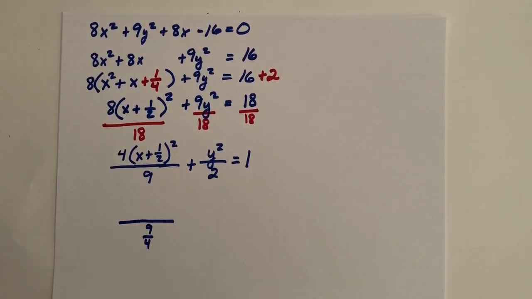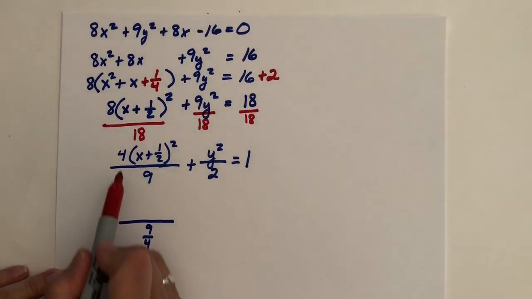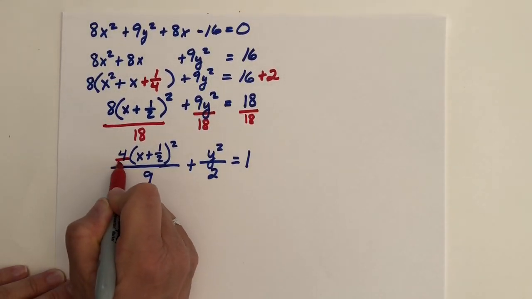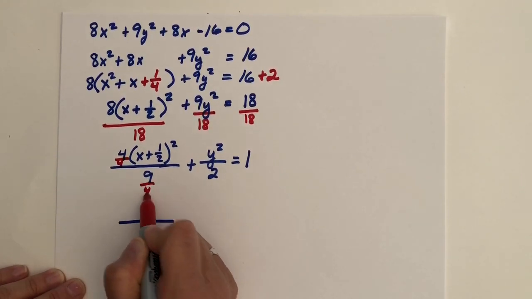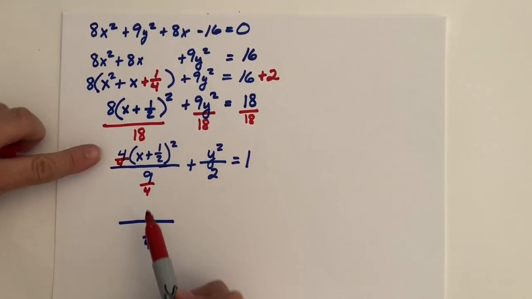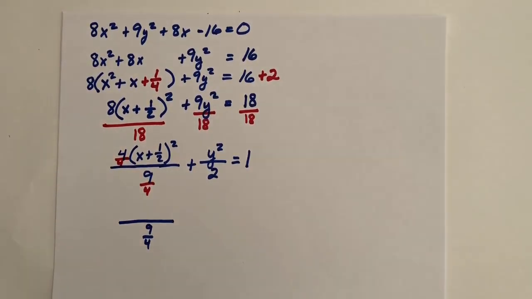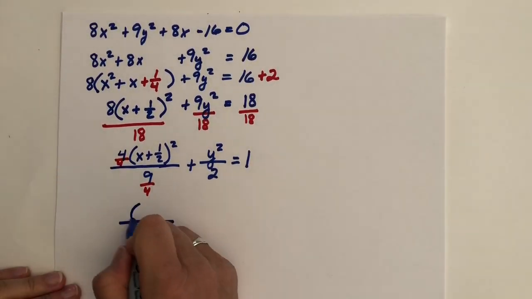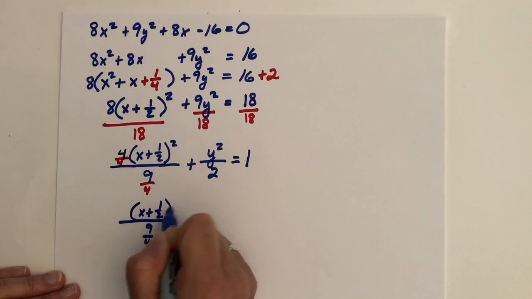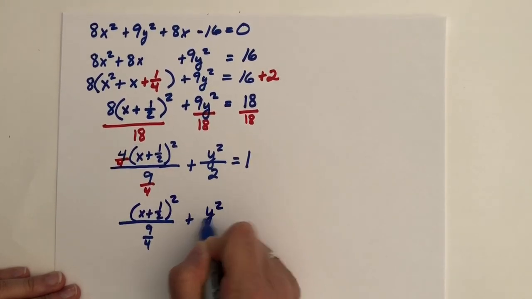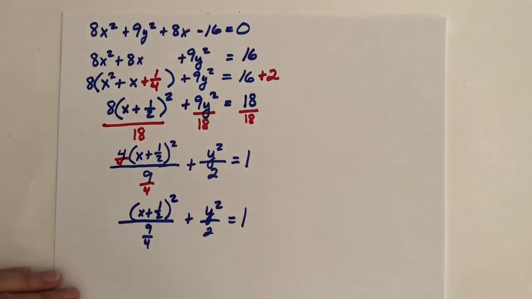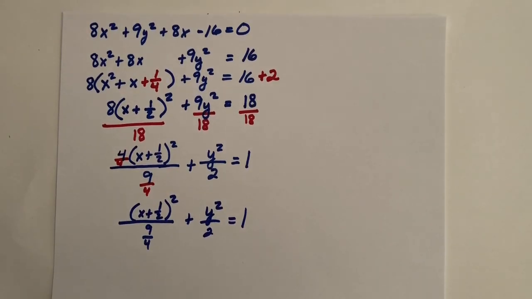Or you can think of it this way. Divide the numerator by 4 and divide the denominator by 4. And that's mathematically valid because you're multiplying numerator and denominator each by 1/4. So that gets us the 9/4 down here. We still have an x plus 1/2 squared in the numerator. I still have a y squared over 2 equals 1. And here's our ellipse as a rectangular equation in standard form.